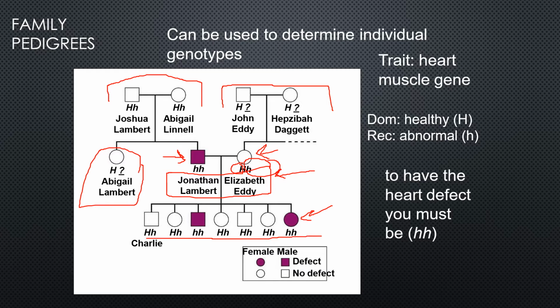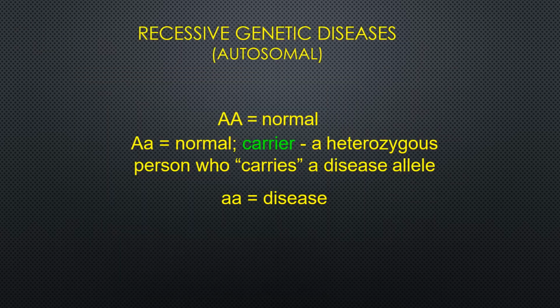And we know that the ones that don't have the defect have to be heterozygous because Jonathan was homozygous, so all he can contribute is a recessive allele. So that means that each of these children have at least one recessive allele. So that brings us to this point with Jonathan and Elizabeth's children.